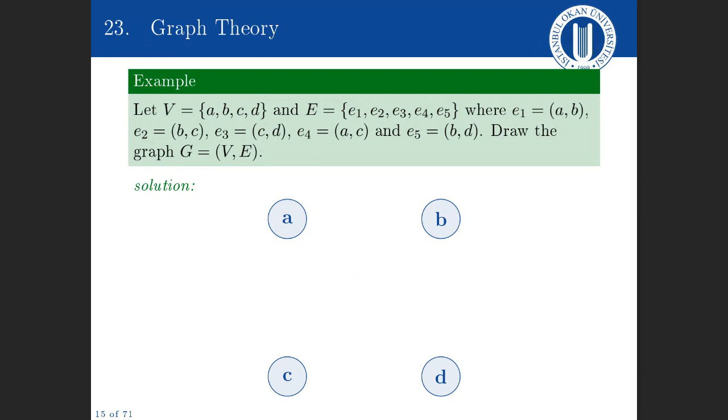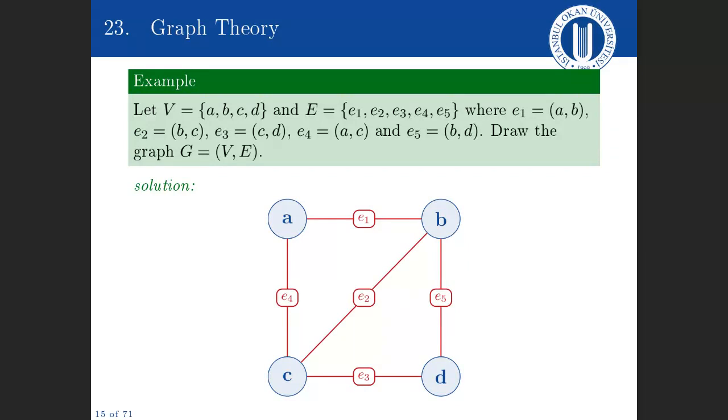Then we need to draw the edges. First of all, edge 1 joins A to B. So we draw it. This is edge number 1. Next edge 2, joins B to C. So let's draw that. Edge 3 joins C to D. Edge 4 joins A to C. And edge 5 joins B to D. And then we're finished. This is a picture of the graph that we were asked to draw.